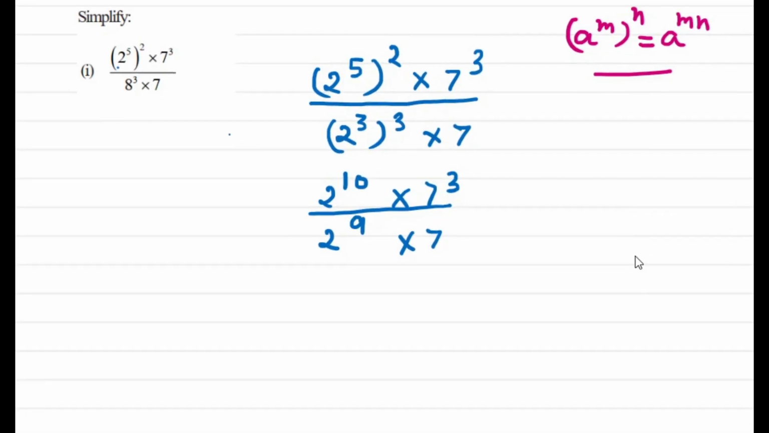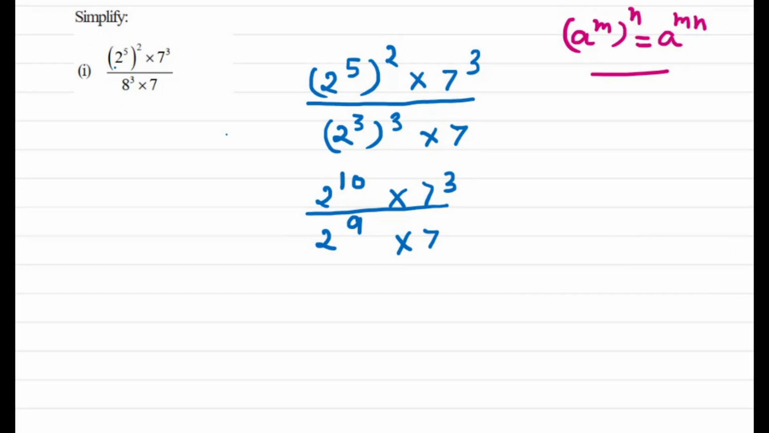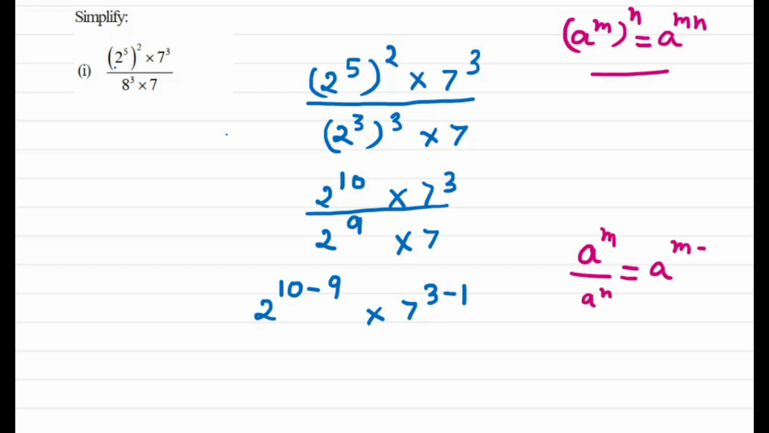Now some of the bases are the same, so we can calculate the terms having the same base. Here the base is 2, the power is 10 and divided by 2 to the power 9, so it will be 2 to the power 10 minus 9, into 7 cube divided by 7, which will be 7 to the power 3 minus 1. Which law are we applying here? If we have a to the power m divided by a to the power n, that can be written as a to the power m minus n. So we are using this law here.